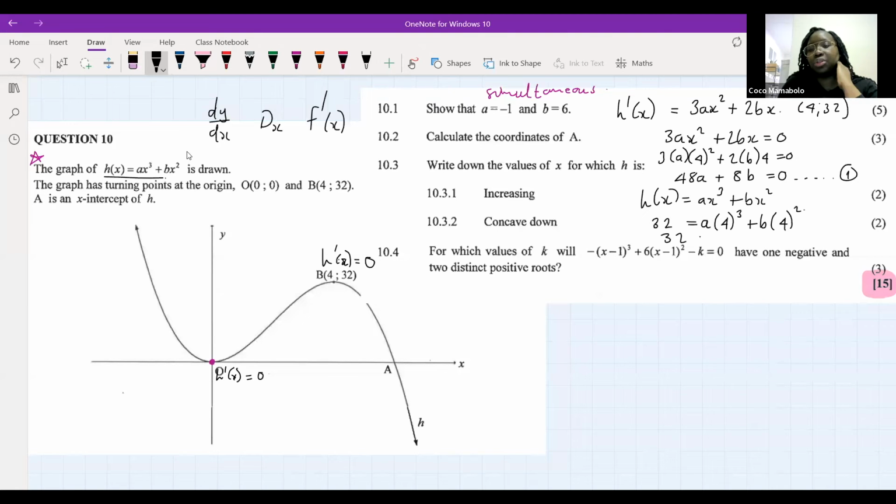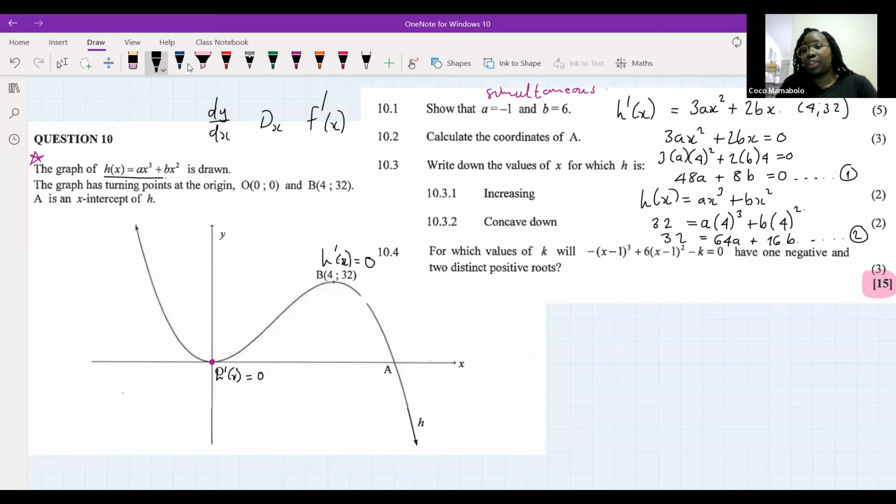So 32 is equal to 16. Oh, it's not 16, I'm lying. It's 64. 64a plus 16b. And that is equation 2. I'm just going to write them out again down here.